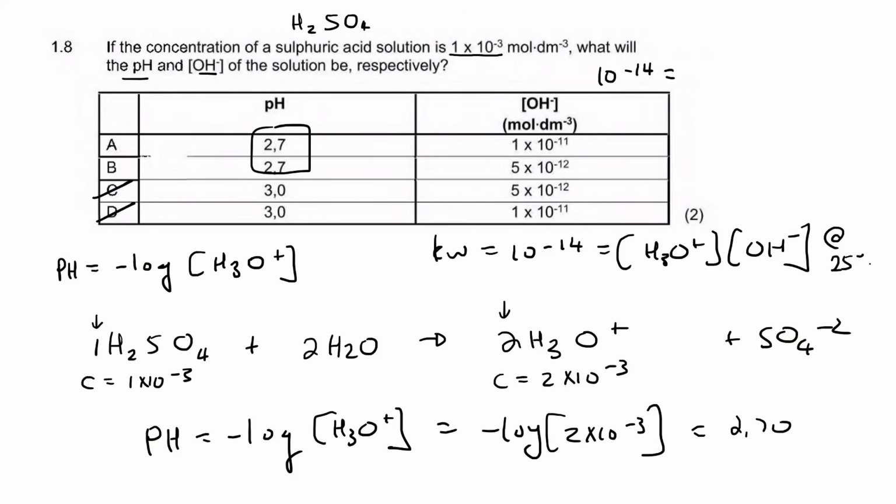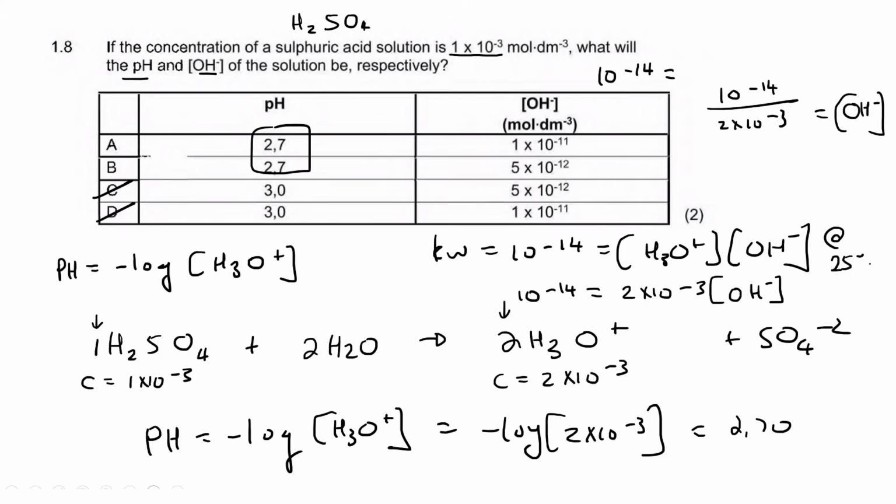Okay, and so we can go 10 to the negative 14 equals H3O plus concentration, which we said was 2 times 10 to the negative 3, times OH minus. Now, if you had to work out the OH minus concentration, you're going to end up with that over there. And so if we type that all in, we end up with 5 times 10 to the negative 12. So the answer must be B.